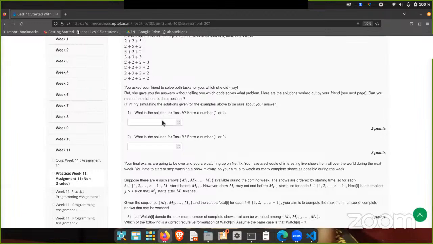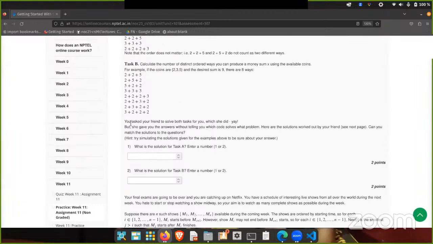Next page, where is it? Okay, this next page is not there. Can you match the solution to the questions? Okay, so we will check this with the question's creator. This is the previous term's question actually. We have to figure out if anything is wrong in the question, and then we will update it.